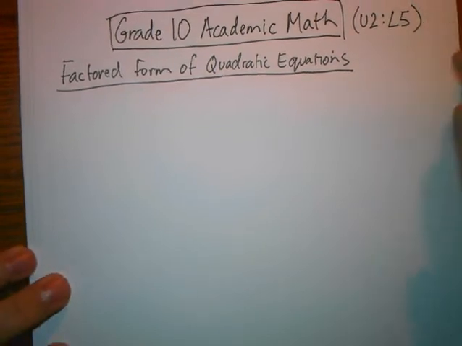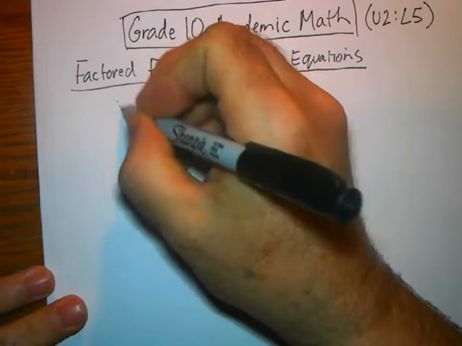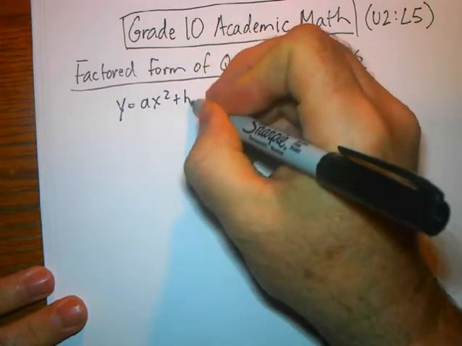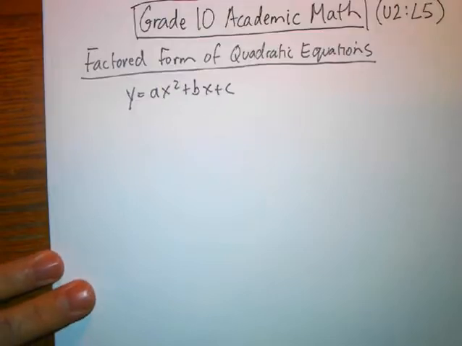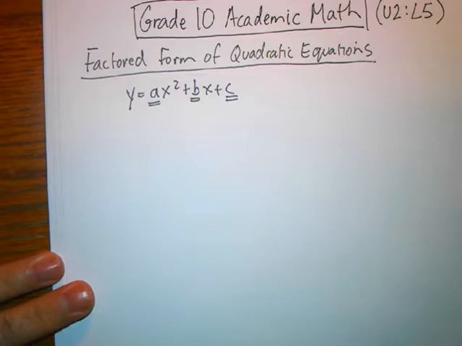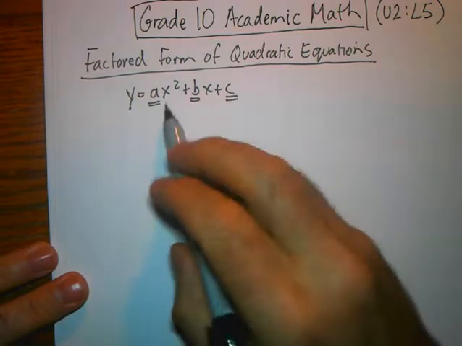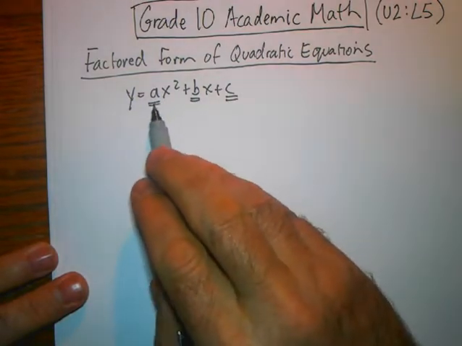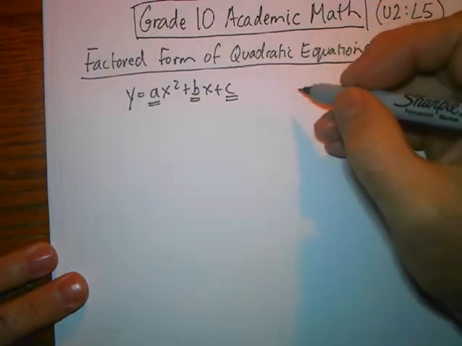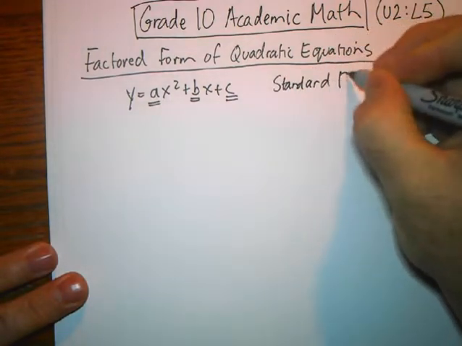If we go back to where we were before our extended break, if you remember, the original quadratic equation looked like y equals ax squared plus bx plus c. The a, the b, and the c were all numbers, could be integers, fractions, decimals, whatever. Now the a has to be something other than 0, but the b and the c can be anything. What we called this form was the standard form. It always looked like that.